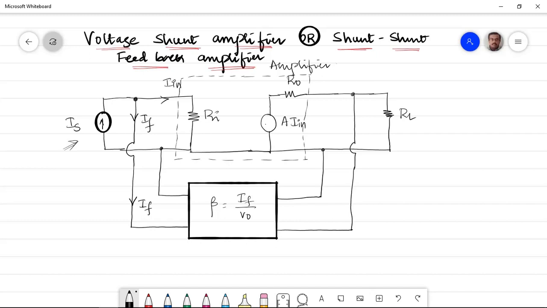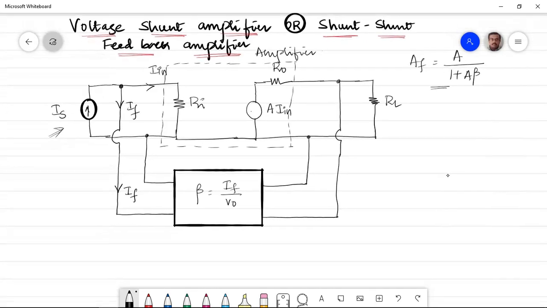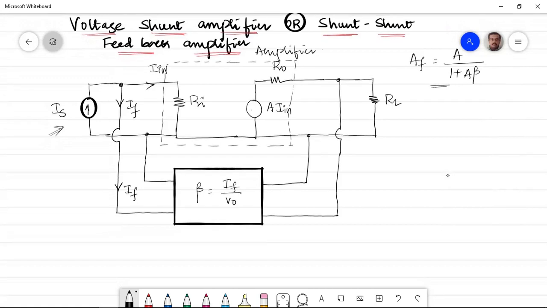Remember, I don't have to find the gain again, because as I already stated in the previous discussion on the voltage series, all the amplifiers will have the gain as A divided by 1 plus A beta. So it holds good even for this also. You can give this a try. You just have to follow the same procedure we followed for the previous one, and you'll be able to find the gain of it. Now coming to the input impedance, what is the input impedance offered by it? So let us see what is ZIF.